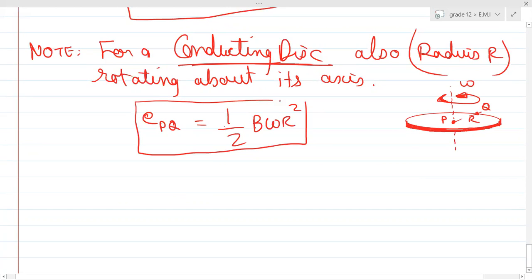Same thing. If someone asks you if there is a disc rotating and what is the EMF across a point at its center and the circumference, then what will be your answer? The answer will be half B omega r square. Clear? Clear, guys? Yes, sir.